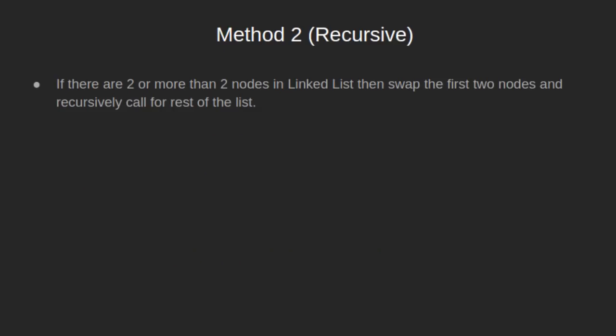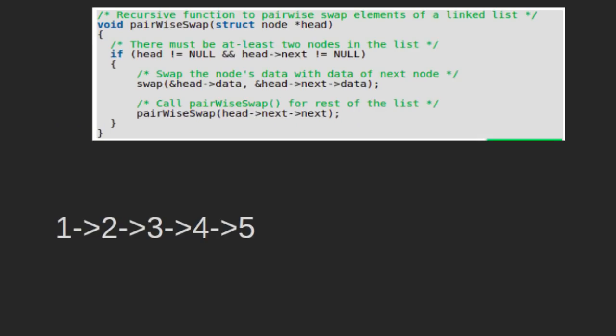Now let's see the recursive algorithm for the problem. So it's quite simple. If there are 2 or more than 2 nodes in the linked list, we swap the first 2 nodes and recursively call for the rest of the linked list. Let's see the recursive code and understand using an example.